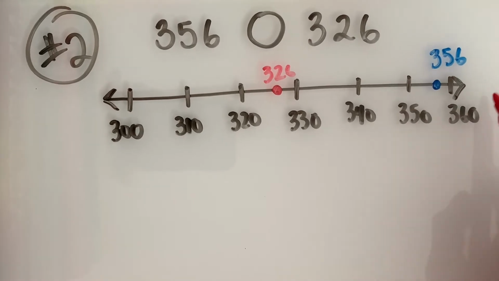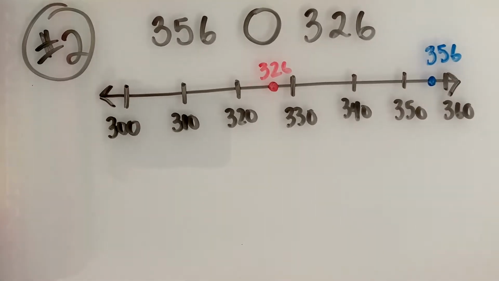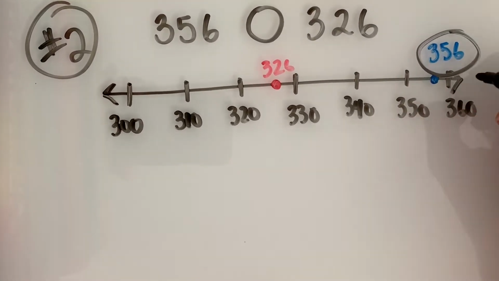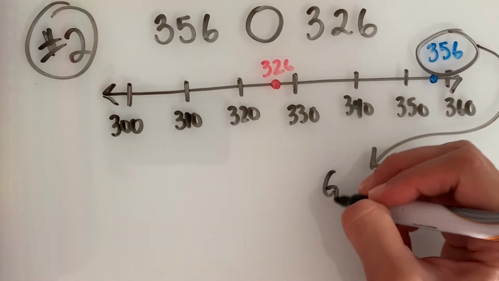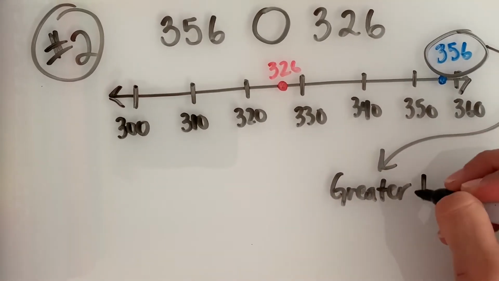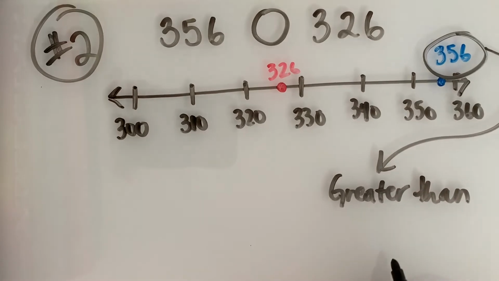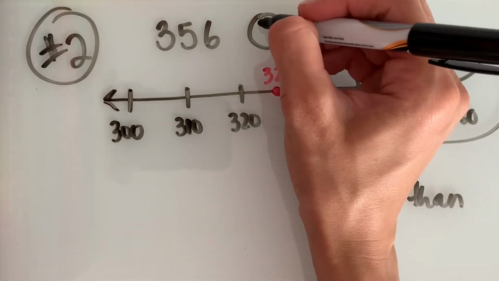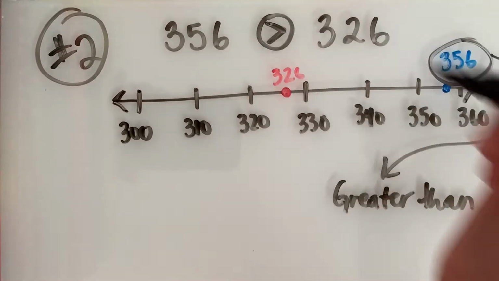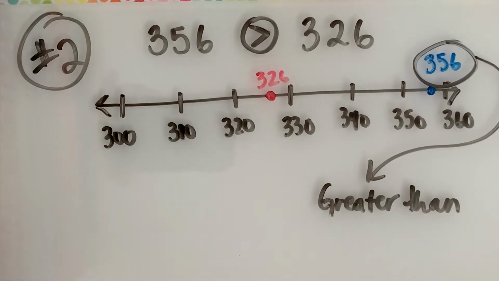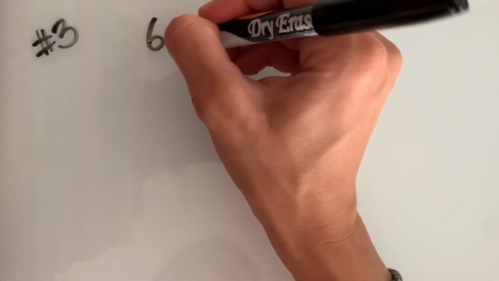I see that 356 is closer to the right, and just a general rule, the more a number is to the right side, the greater the number is. So 356 is more to the right side, which means it is greater than 326. Let's look at example number 3.